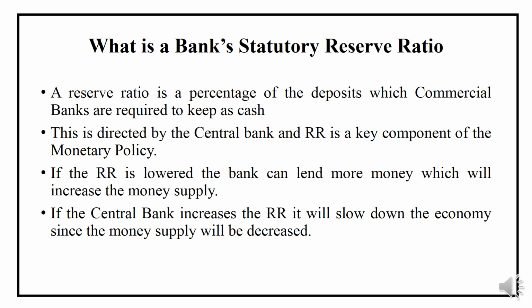Why? Because when the central bank increases the reserve ratio, the commercial banks have to keep more money as bank reserves in the central bank, and they can only lend the portion remaining after they keep the bank reserves in the central bank. So then the commercial bank will have to decrease the amount of money that they are going to lend to the public. Why? Because the central bank has increased the reserve ratio.